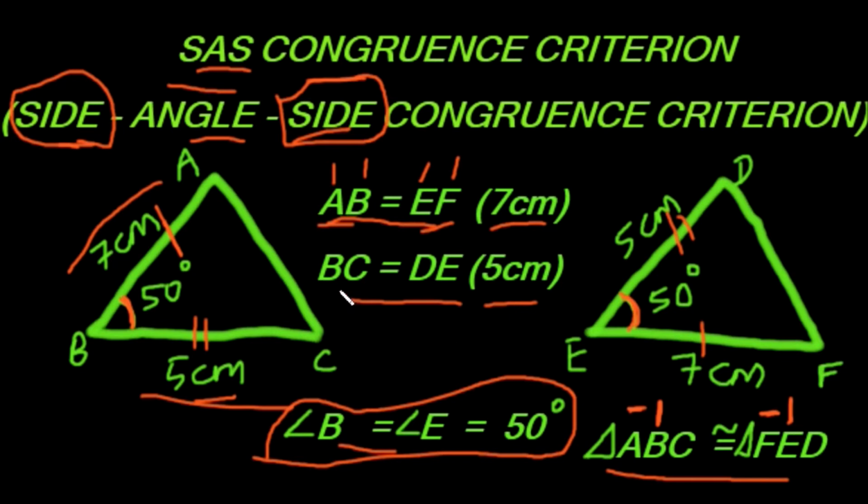Now check this out. BC is equal to DE. So B is equal to E. What is the remaining thing? C equal to D. So in the place of C you can write D. Thus we get the congruency. Triangle ABC is congruent to triangle FED.